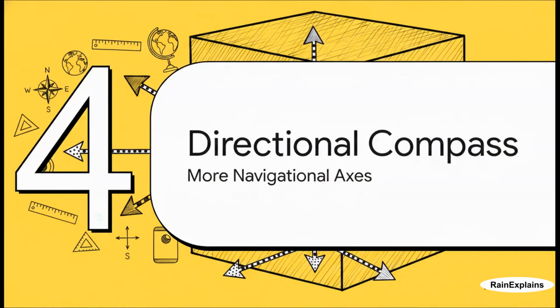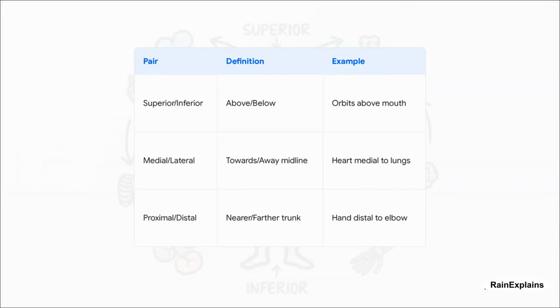Section 4. Expanding the directional compass, more axes to navigate the body. So while anterior and posterior give us incredible front-to-back accuracy, the human body is a completely three-dimensional machine. Let's move along and see how this builds a complete navigational system. Superior means above or toward the head, while inferior means below or away from the head. For example, your eye orbits are superior to your mouth.